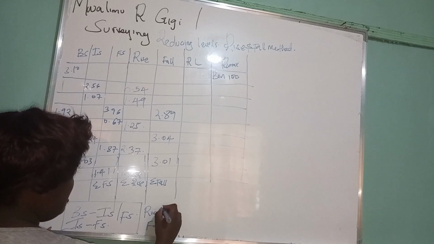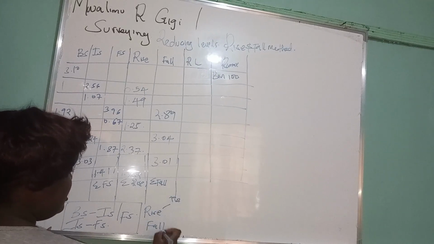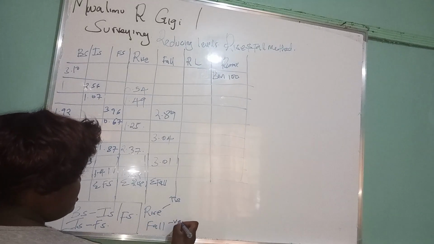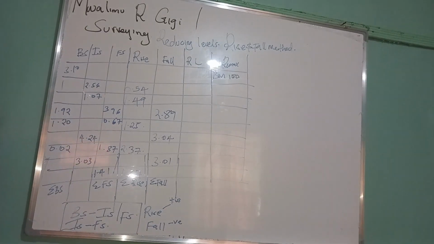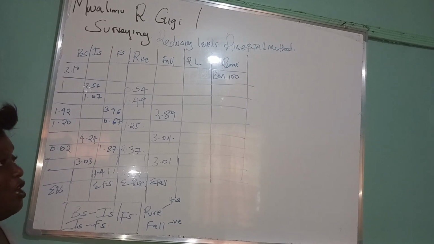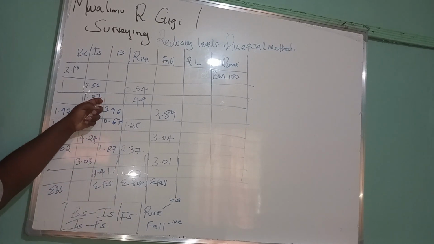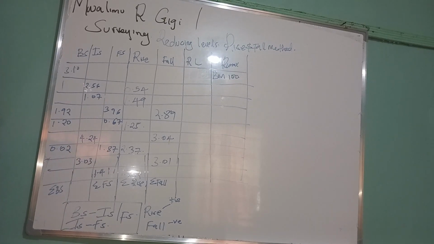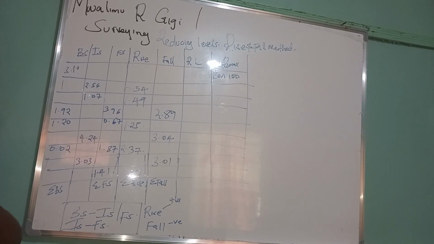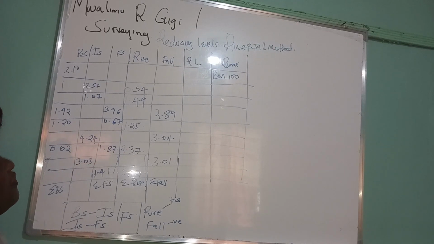If it is positive, it is a rise, and if it is negative, it is a fall. So we subtract the next value from the previous value. So backside minus intermediate side or foresight. Then at the change point, we use the backside minus the foresight. If we have an intermediate side, it's intermediate side minus the foresight.